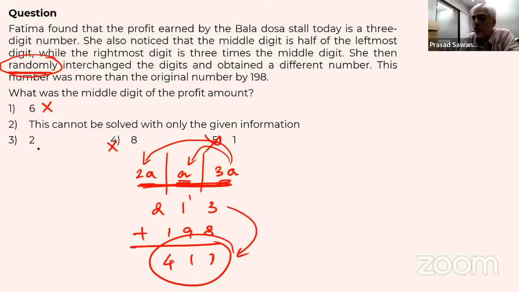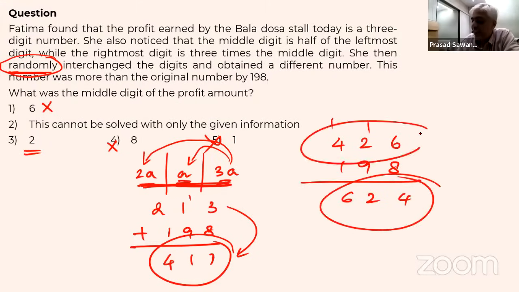Let's check it with 2. What if it was 2 in the middle? So this became 426 plus 198 became 624. Yes, it is exactly interchanged. So 426 became 624. Answer is the third option. Straightforward question. Nothing very difficult. Even if you did all the trial and error, you would have to realize that the sum was very, very straight. Okay?